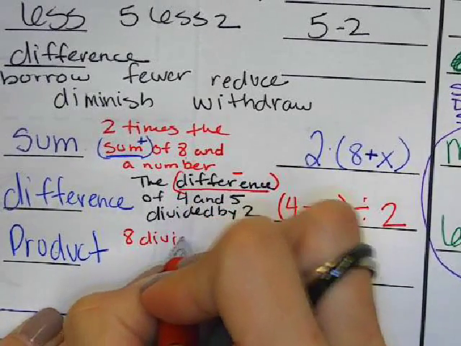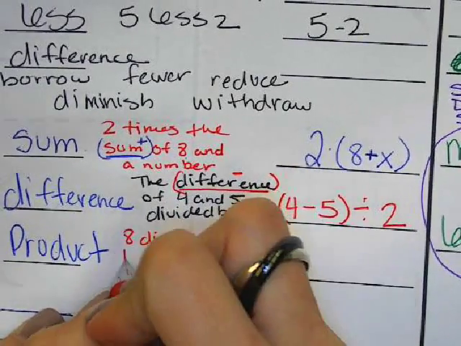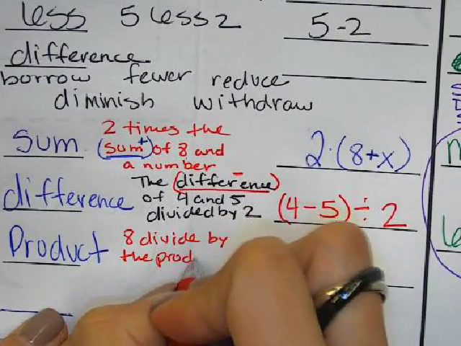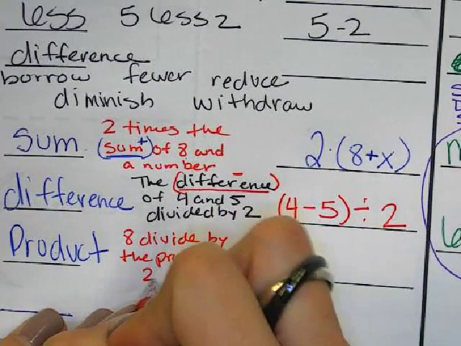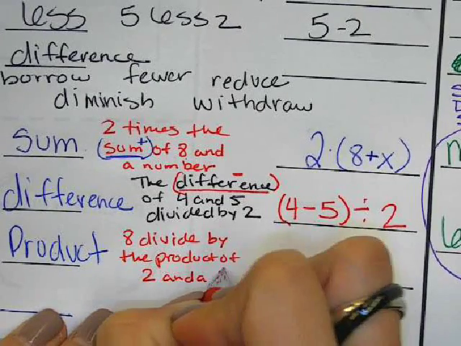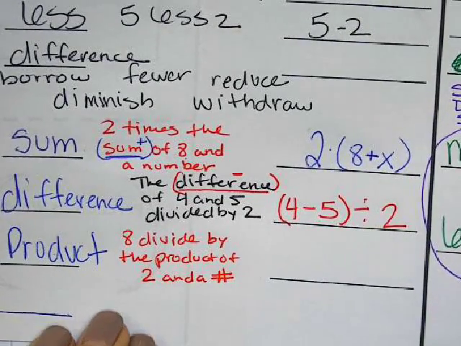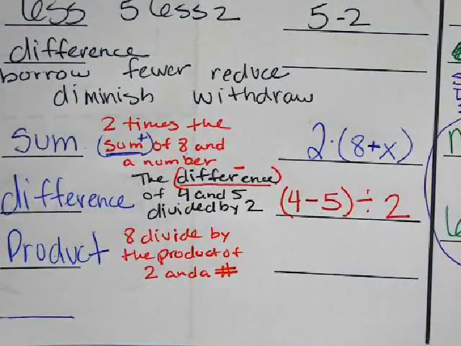Eight divided by the product of 2 and a number. The product. 8 divided by the product of 2 and a number. We all understand that the pound sign stands for number. But this one not clearly number.